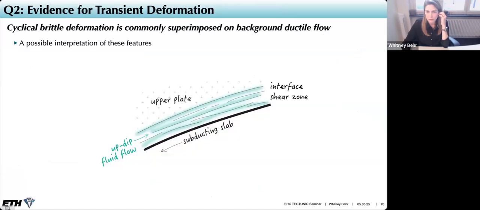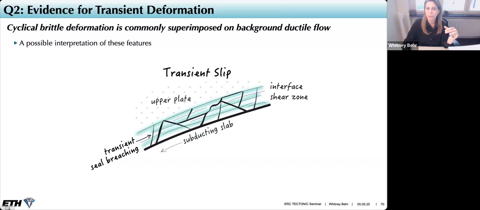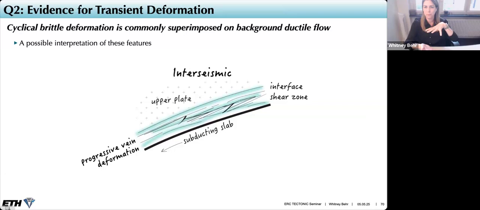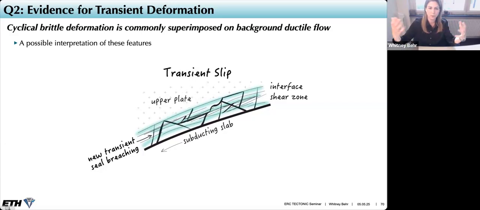And so the way that we interpret this is something like this sketch, where the foliation and the foliation-parallel fluid conduits are transiently cross-cut by high angle fractures, representing a breaching of this system and a much more transient state of permeability. The veins eventually close and then become deformed and smeared again by viscous creep in the interseismic periods, until the fluid pressures build up again to produce a new set of fractures that cross-cut everything. And this can continue over very long timescales.